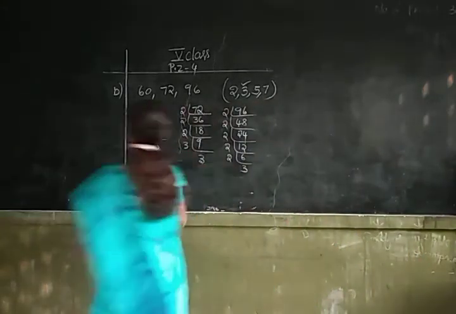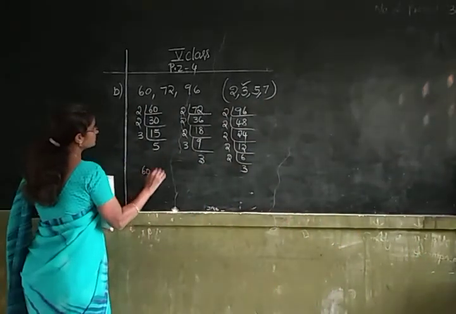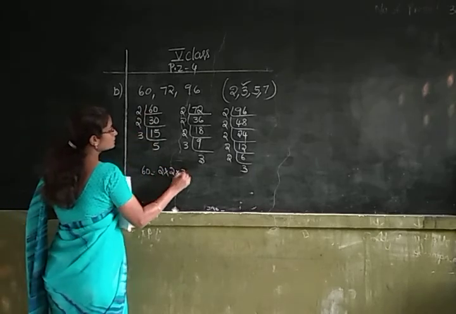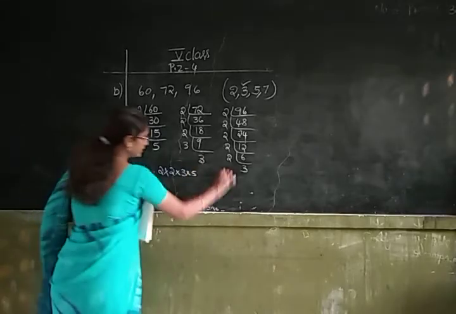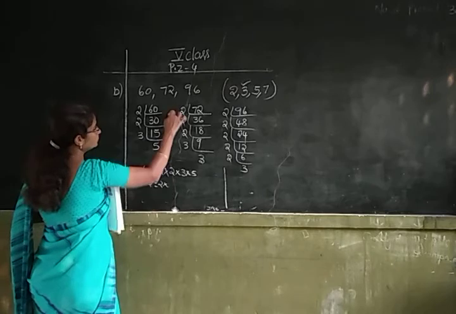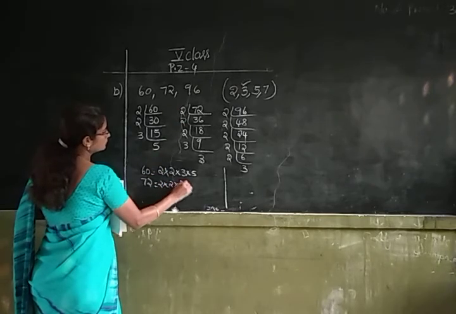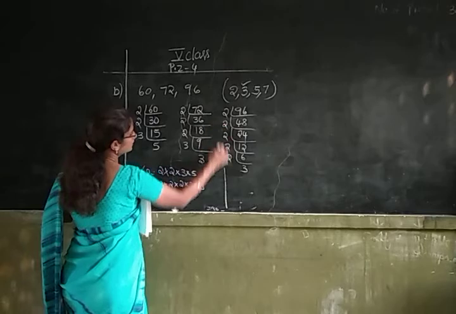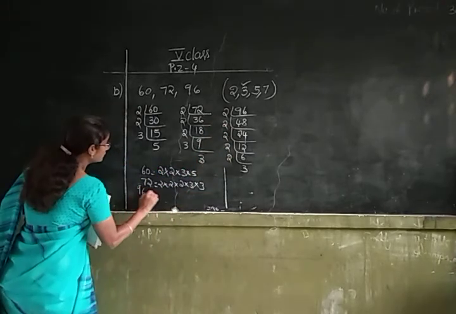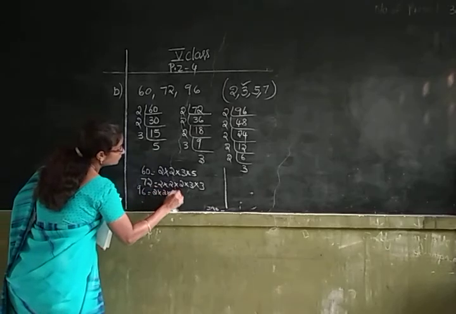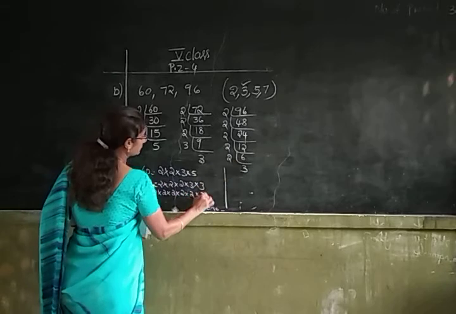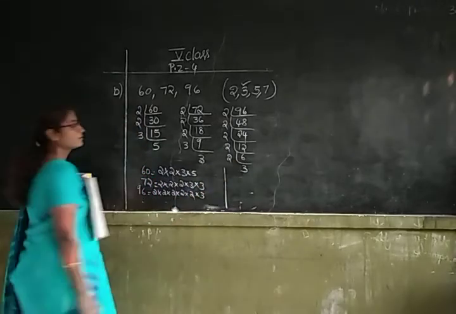Okay children? Now let us write down the prime factors of 60. 2 into 2 into 3 into 5. Now let us write down the prime factors of 72. 2 into 2 into 3 into 3. Now let us write down the prime factors of 96. 1, 2, 3, 4, 5. 5 twos. 2 into 2 into 2 into 2 into 2 into 3.